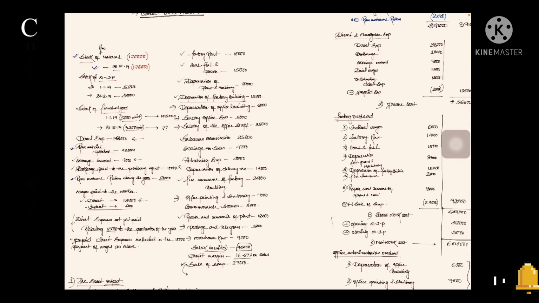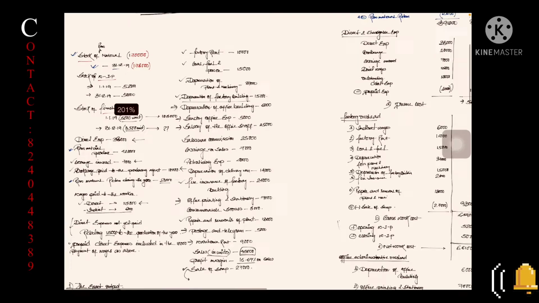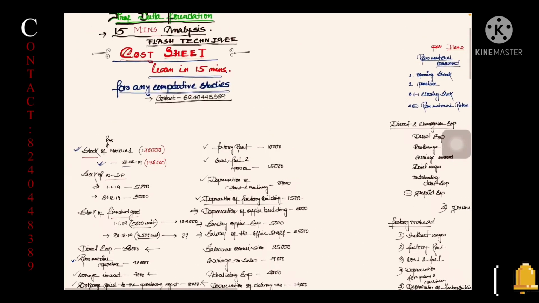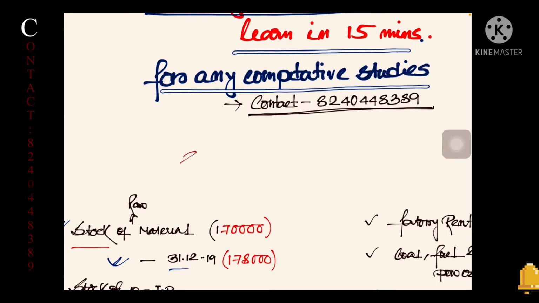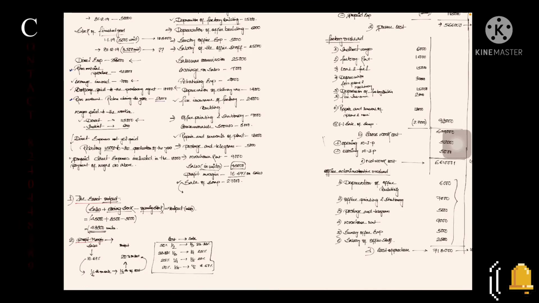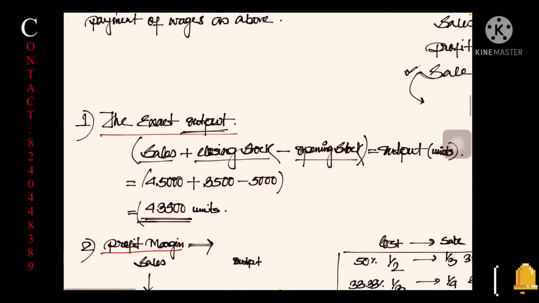First, one thing I would like to tell everyone. Now you have to look in this question at whether you have been given the exact output, or rather the exact quantity of units produced. If not, the first thing we need to do is calculate the exact output. Look here, we start with the calculation of the exact output.